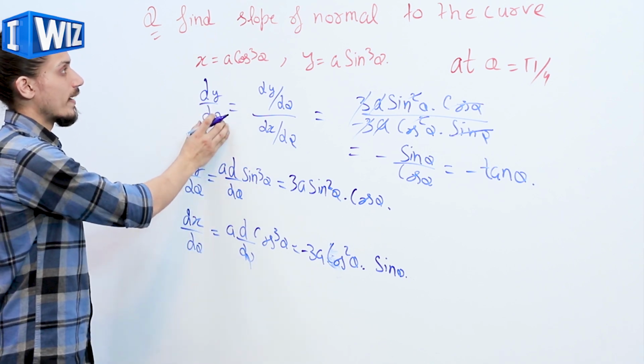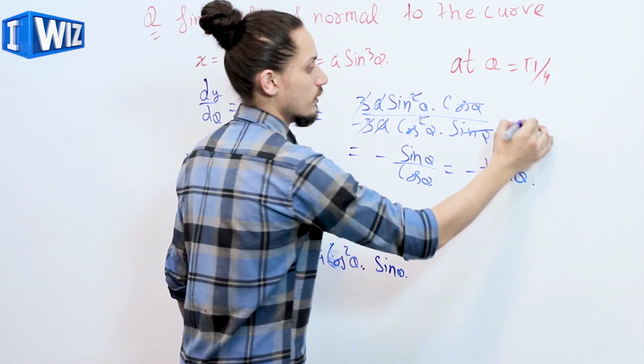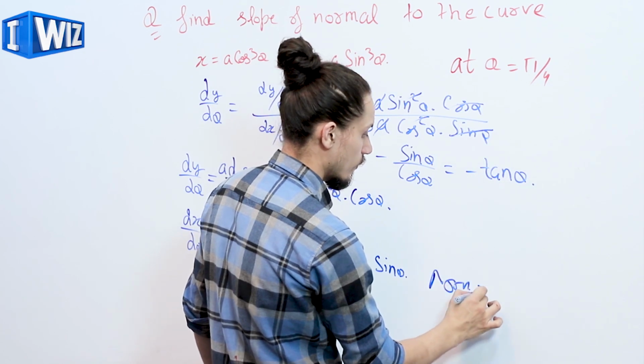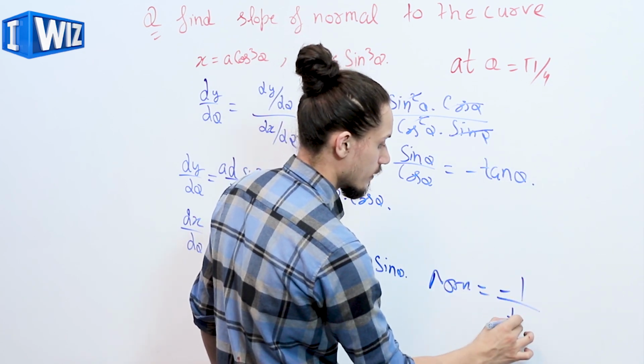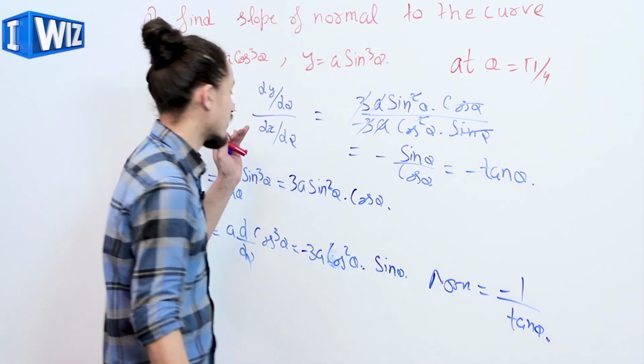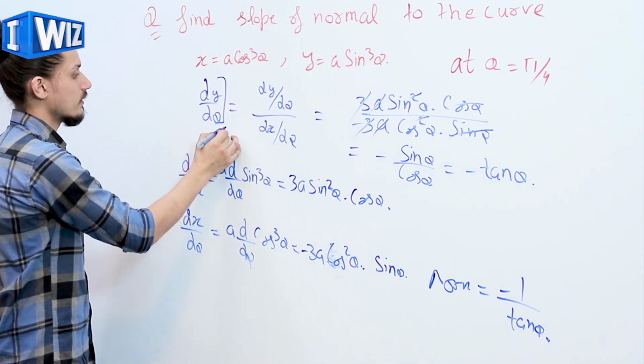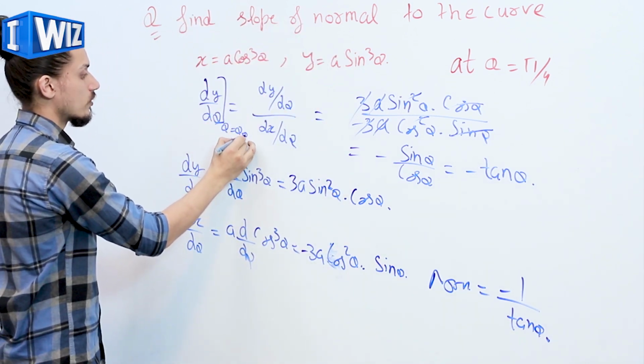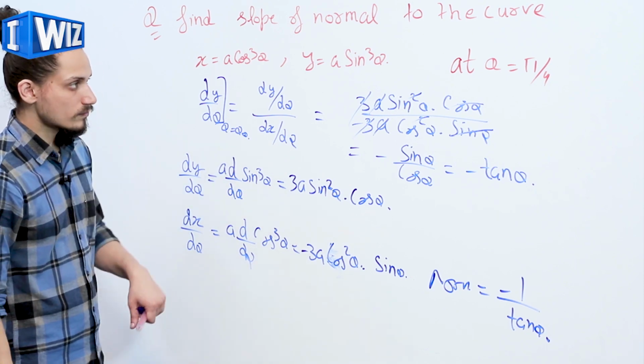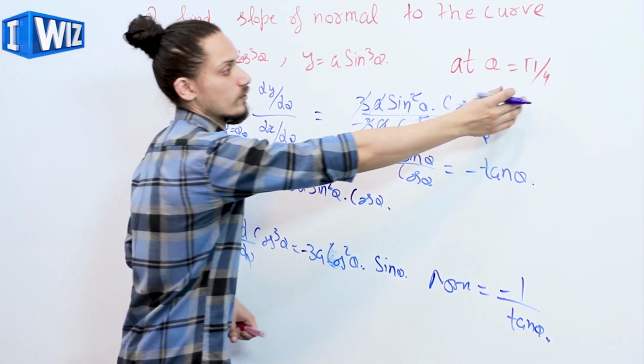Now how do we find slope of normal? Slope of normal is equal to minus 1 upon slope of tangent. So tangent की slope कैसे निकालते हैं? dy by d theta where theta is equal to theta naught. Now theta naught in this case is equal to pi by 4.